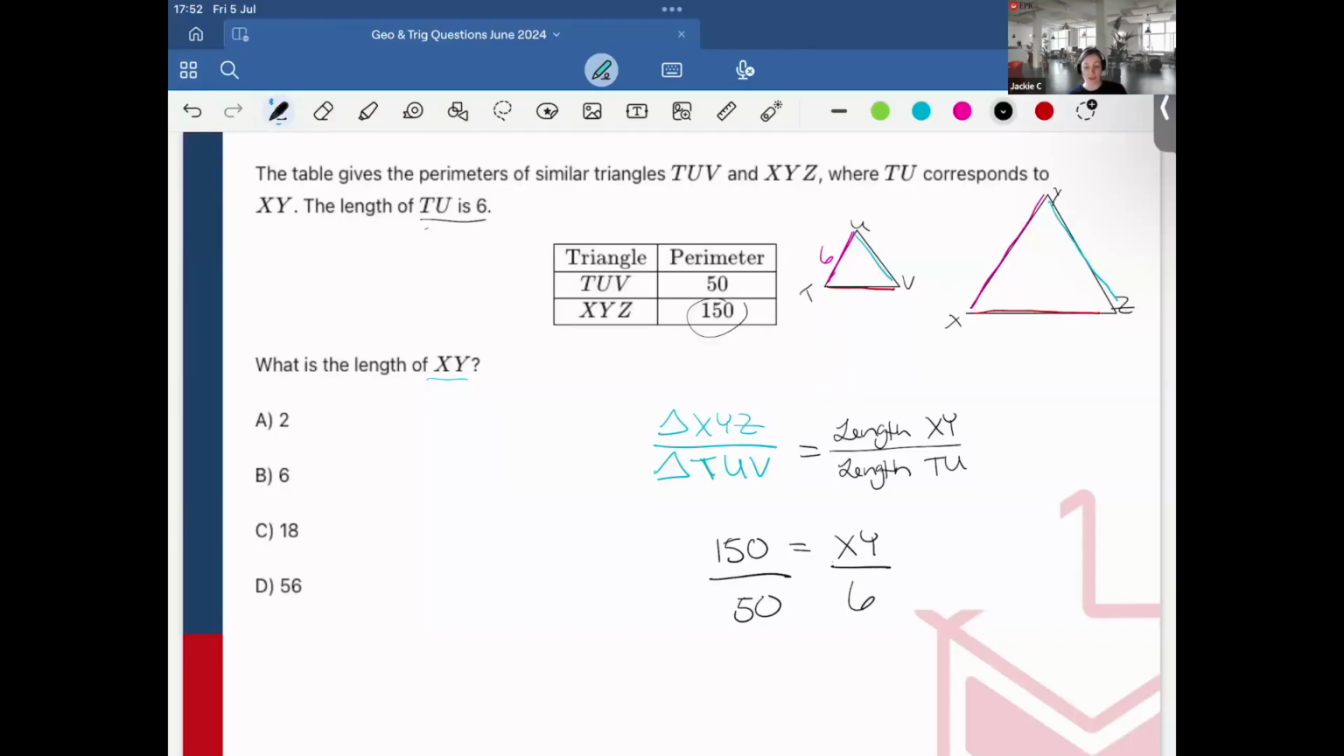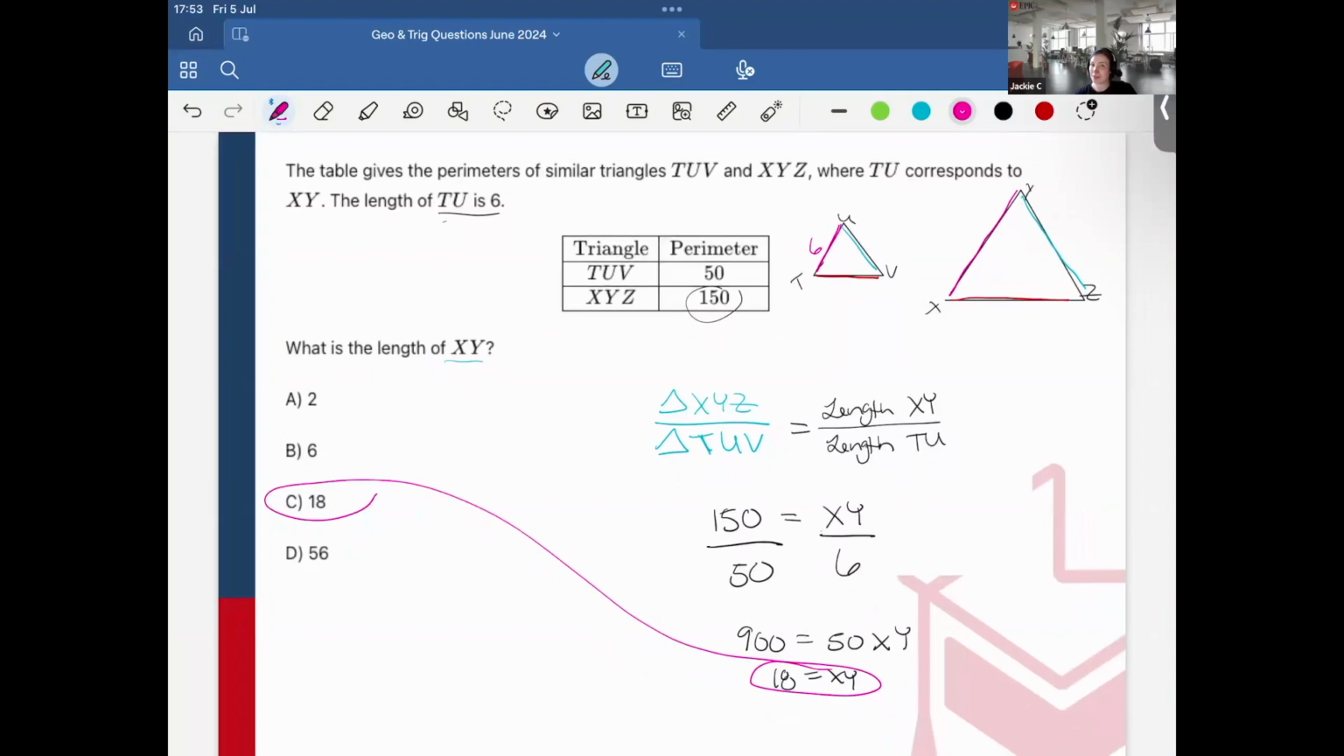And now I just cross multiply. So we'll do 150 times 6. 900 is equal to 50xy. And then divide each side by 50, which is 18. And oh my goodness, that looks like an answer choice C. Okay, so remember, similar triangles, the ratio of the perimeters of the triangles is equal to the ratio of the corresponding sides.